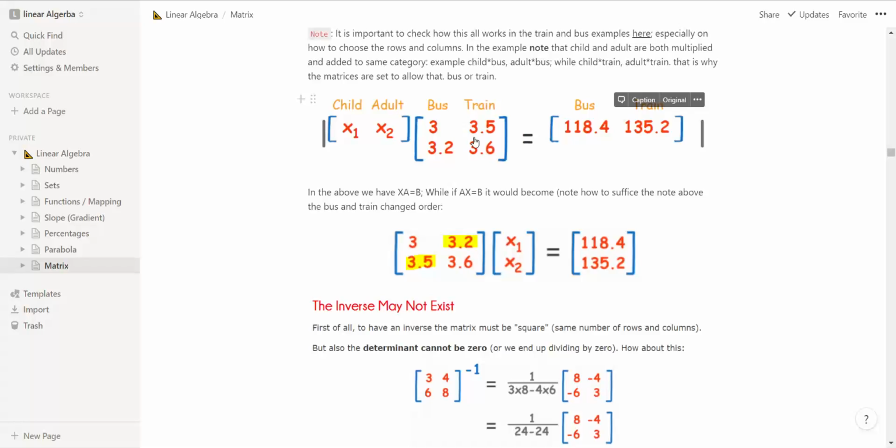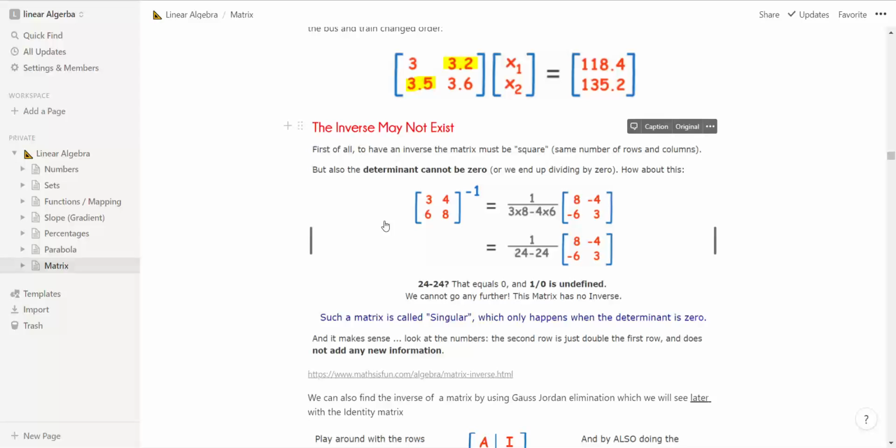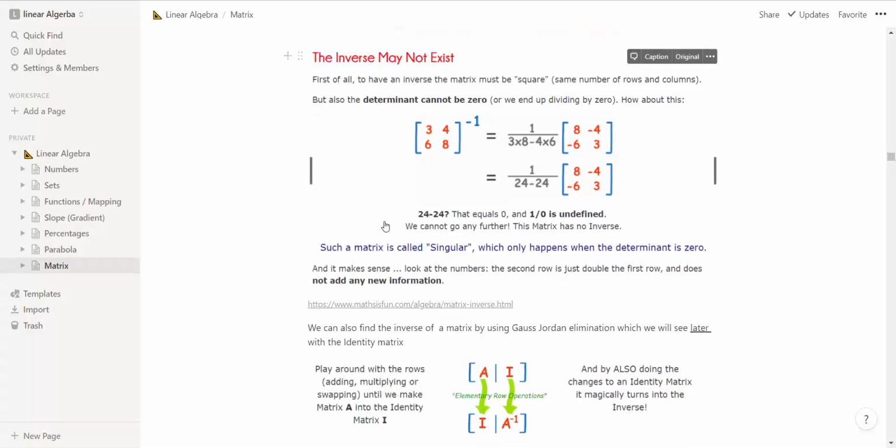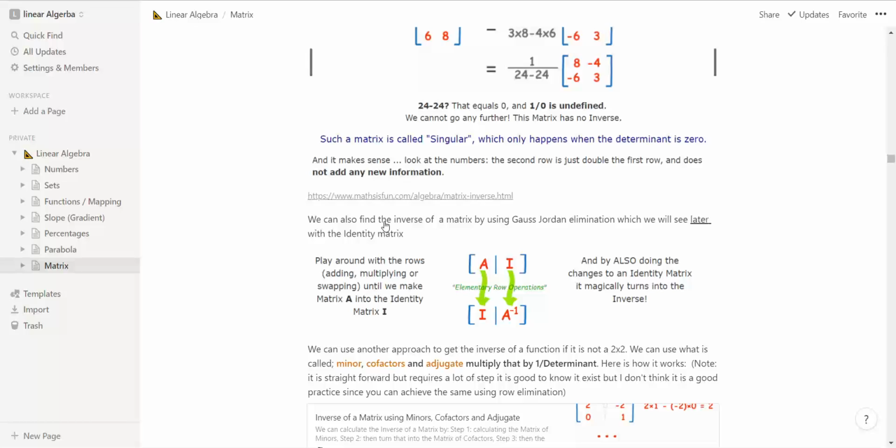Some inverses do not exist, and this is very important to know. This can easily be detected if the determinant is zero. This is usually called a singular matrix. This is where we stopped in the last video.